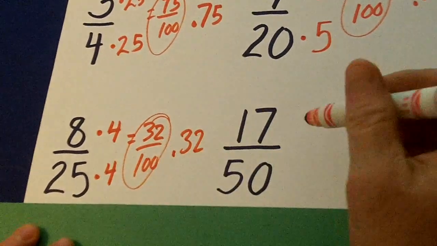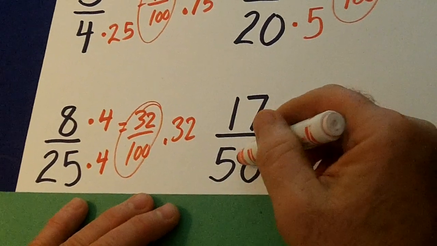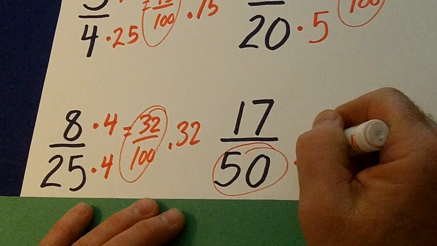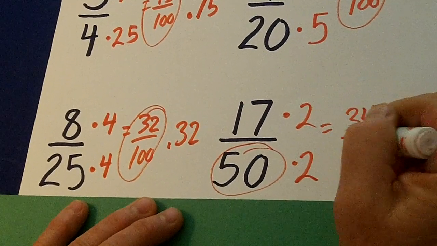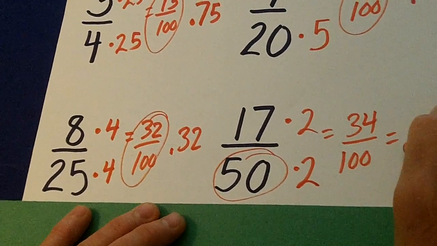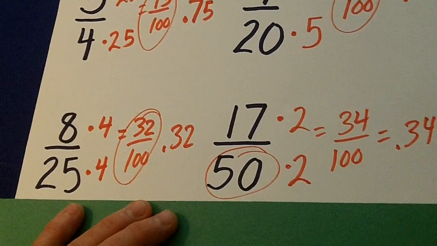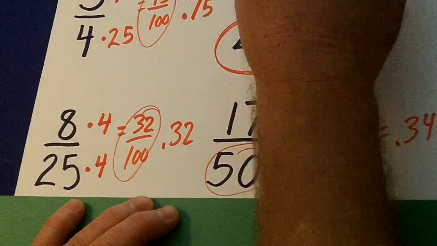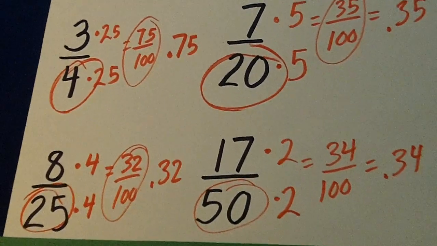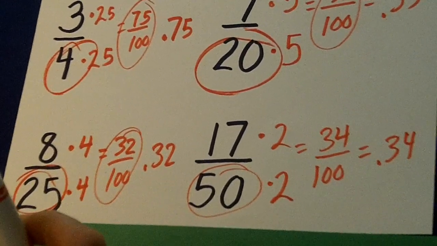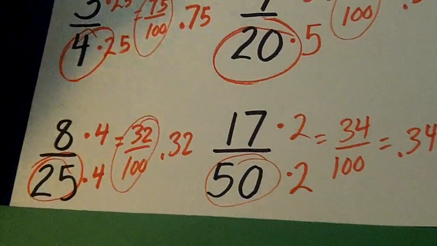32 hundredths. 17 over 50. How many half dollars go into a dollar? 2. 17 times 2. 34 hundredths. 0.34. Okay? Now, all of these denominators, we could multiply them by a number to get 10 or 100. The second situation is this.